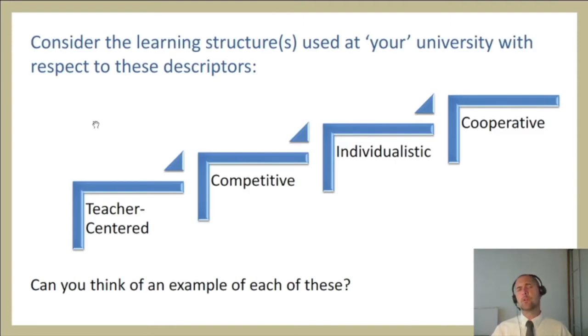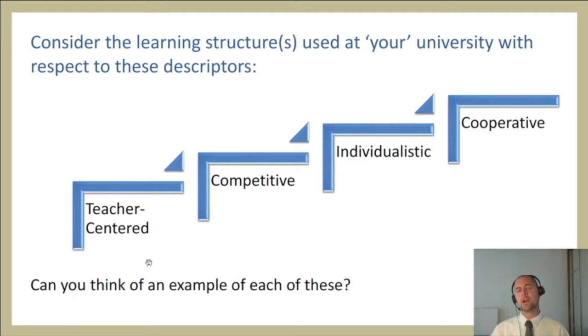Before we start, however, why don't you take a moment to think about the learning structures used at your university, the one where you experienced your learning or where you're going to teach. Would you say the dynamic is more teacher-centered, rather more competitive, individualistic, or cooperative in terms of the learning type structure used? So can you think of examples of each of these?